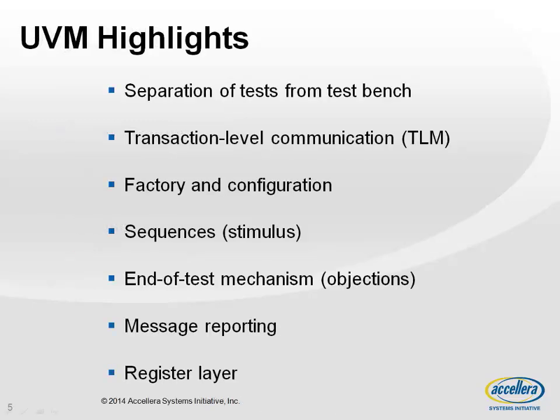So some highlights. This is a quick laundry list of features. In UVM, we separate tests from test benches. We use transaction level modeling for communication. We use the factory and configuration as two specific mechanisms to aid with reuse. We use sequences for generating constrained random stimulus. We use objections as an end of test mechanism, a way of ending the test, a standard collection of message reporting features, and a register layer. So you'll see allusions to these points throughout the tutorial today, and I'm going to try and show you how some of these parts fit together just to get you started.